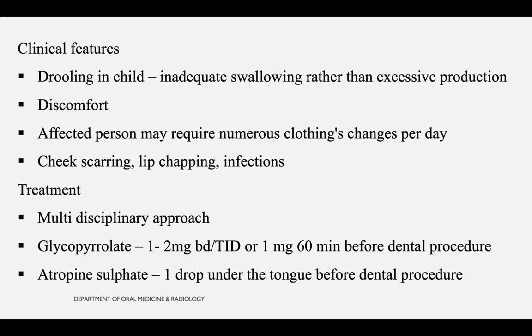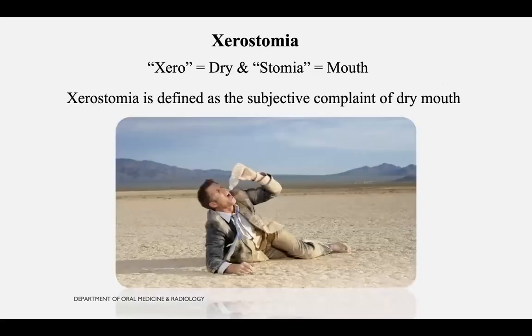Glycopyrrolate 1 to 2 milligrams twice or thrice daily, or 1 milligram 60 minutes before a dental procedure, is mandatory when dental treatment is to be provided for people with sialorrhea. Atropine sulfate, 1 drop under the tongue, can also be given before dental procedures to temporarily reduce salivary flow and ease the performance of the procedure.